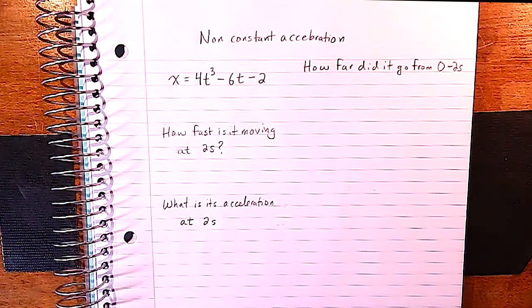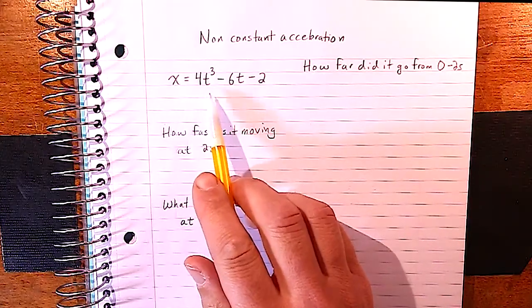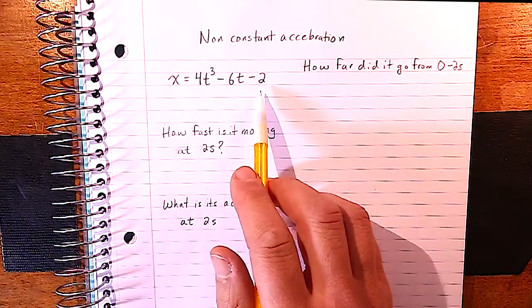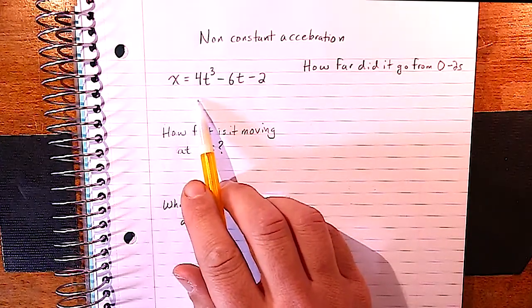Non-constant acceleration occurs when the acceleration itself is changing. So the rate at which its velocity is changing is itself changing. So here's an equation of position where we have 4t cubed minus 6t minus 2. And in this equation, the acceleration itself is changing.